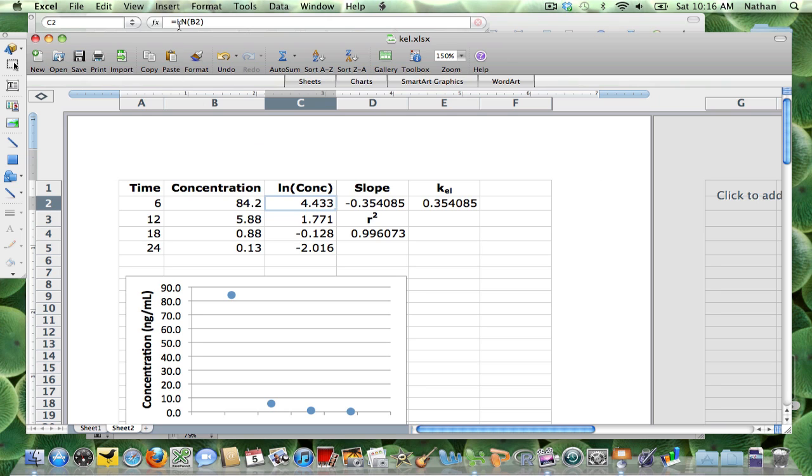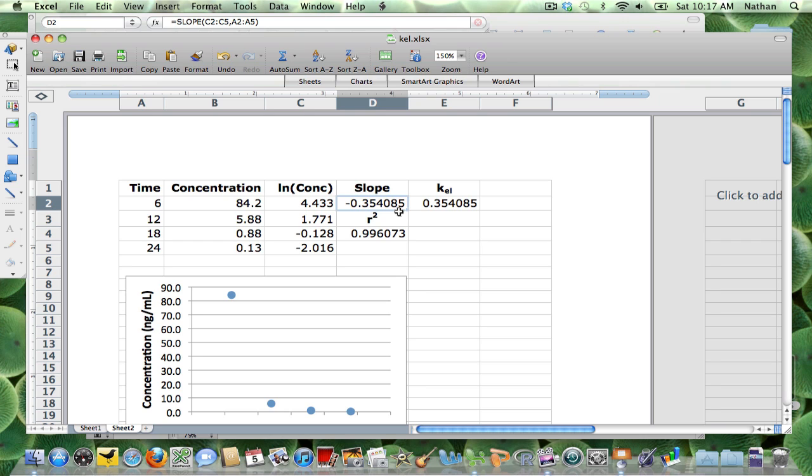It is ln and then a parenthesis and then the cell that we want to change, in this case the concentration right next to it. So this column gives us our log concentrations. We can then perform the linear regression and acquire the slope and R-squared needed. First, the slope function can be used where we input the known y values and the known x values. And this is the slope function, slope and the known y values and the known x values. And that gives us the value of negative 0.0354.